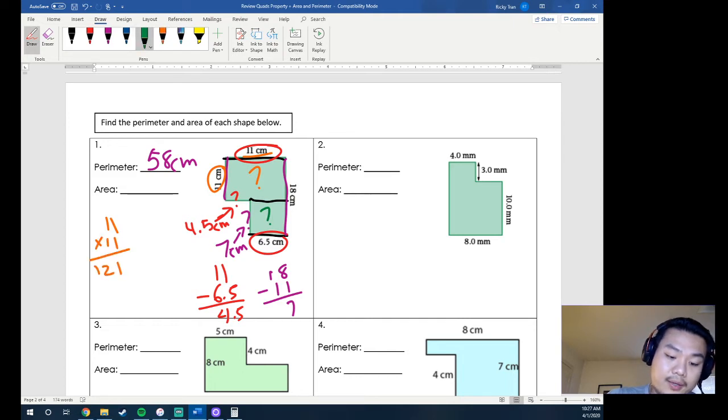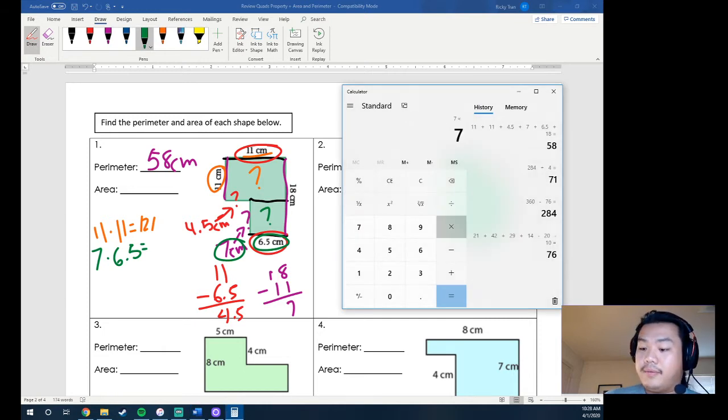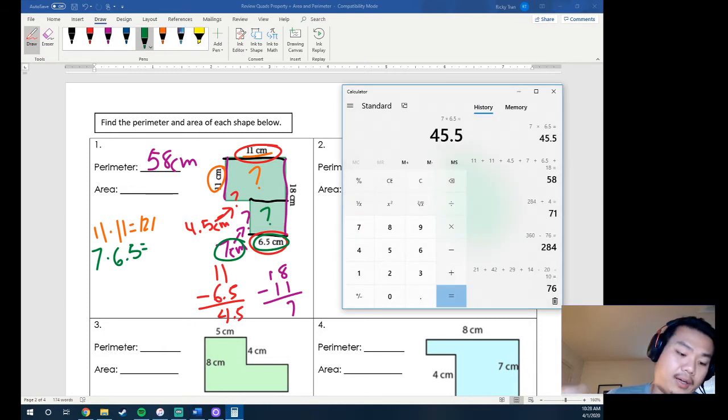And then for the green, we have 7 and we have 6.5. So 7 times, oops, times 6.5. You know what? I'm going to fix this. I don't like the way this works. Okay, I'm going to do it side by side. 11 times 11 is equal to 121. And then we have 7 times 6.5 is equal to, this I don't know off the top of my head. Pull the calculator out. 7 times 6.5, 45.5.